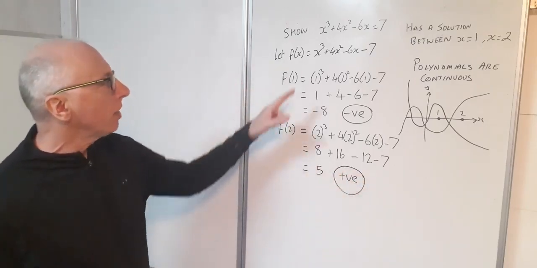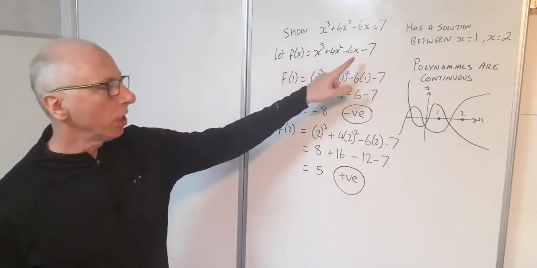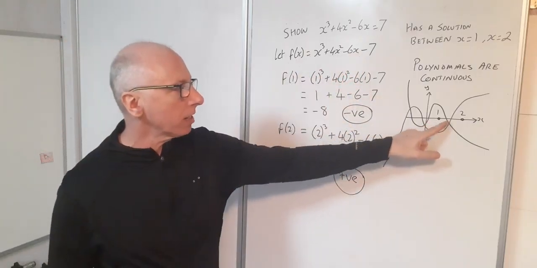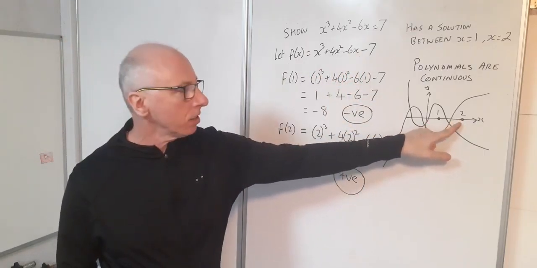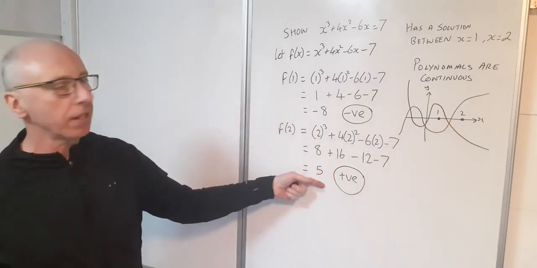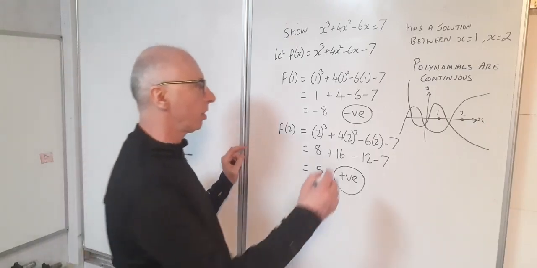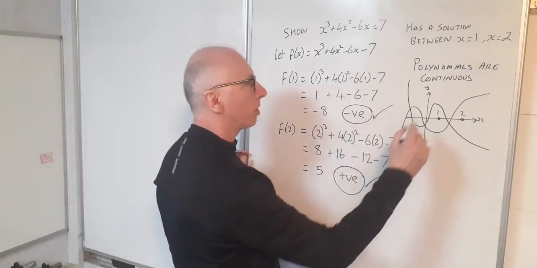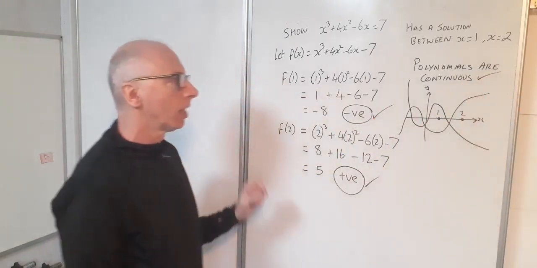So by the fact that this function here is a continuous function, it never breaks, it must cross the x-axis somewhere between 1 and 2. So therefore we have shown that this has a solution between 1 and 2. So these 2 rules show us, and with this bit here. Okay.